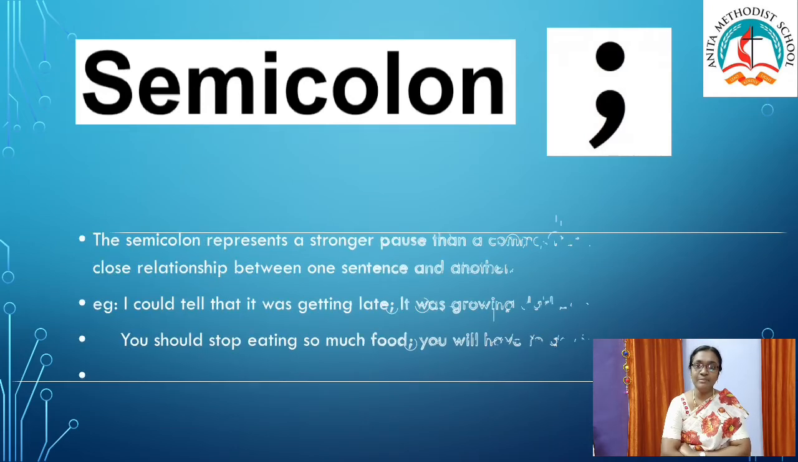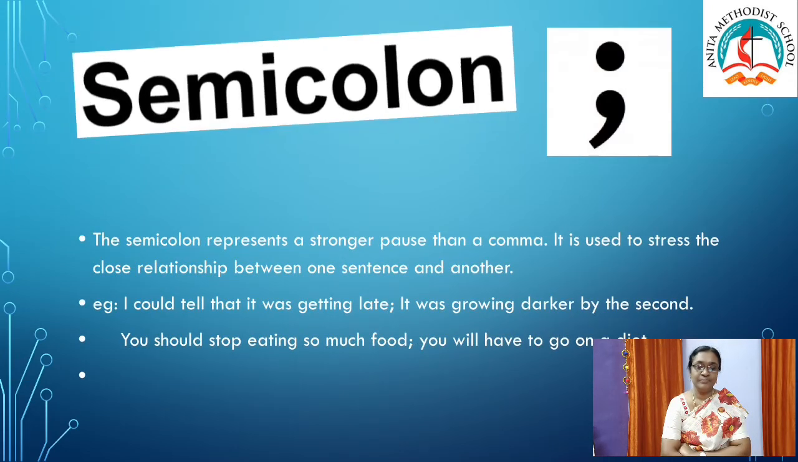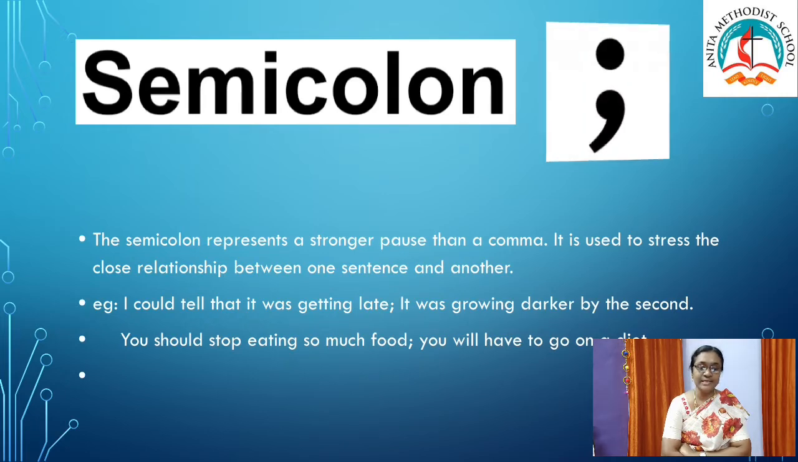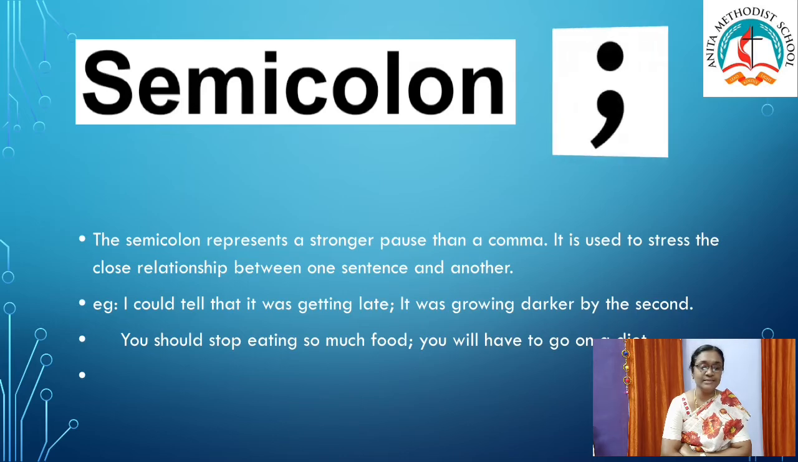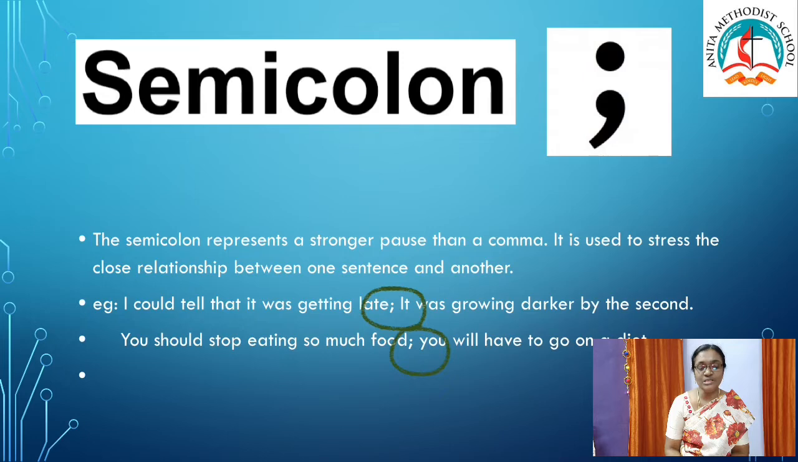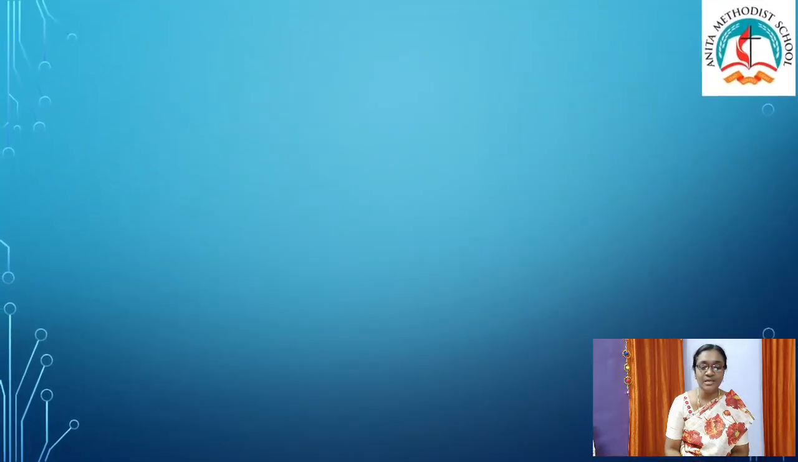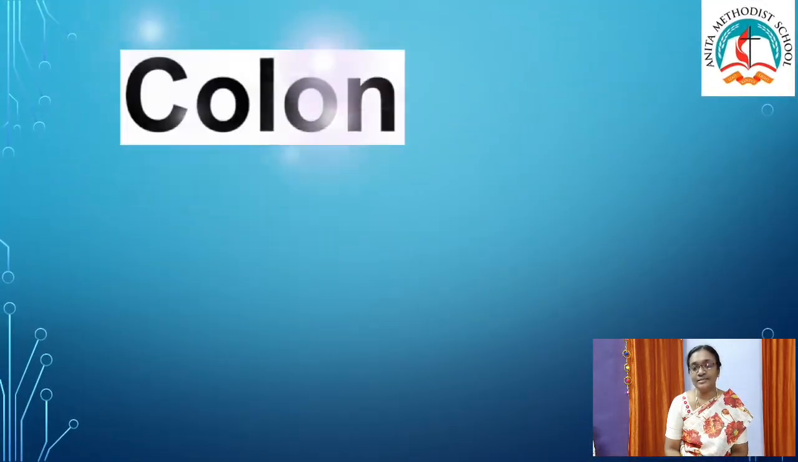The next one is semicolon. The semicolon represents a stronger pause than a comma. It is used to stress the close relationship between one sentence and another one. For example, I could tell that it was getting late; it was growing darker by the second. Can you see the semicolon? The next example, you should stop eating so much food; you will have to go on a diet. Can you see the semicolon?